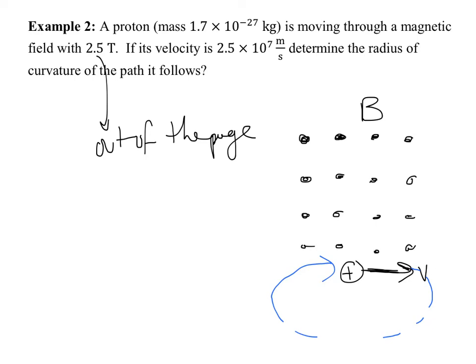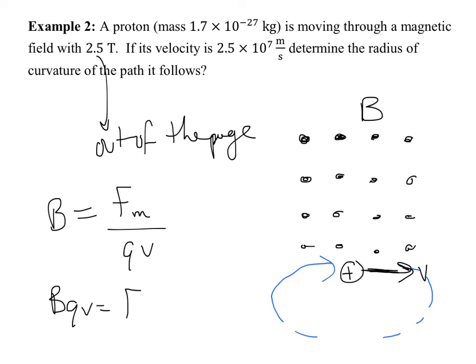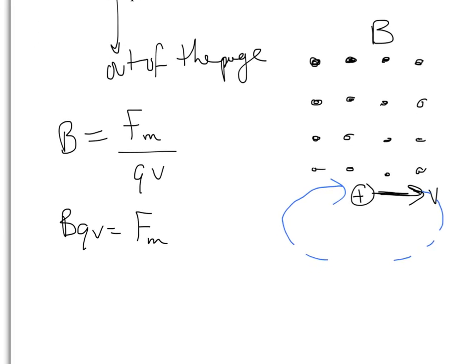So let's write out what we know. We know B equals F magnetic over QV. But we want to get F magnetic by itself, because the magnetic force is what's providing centripetal force. So solve for Fm. Now, if the magnetic force is providing centripetal force, we can write the following. It's not actually on your formula sheet. You have V squared over R in yours. Remember, mv squared over R is always centripetal force.